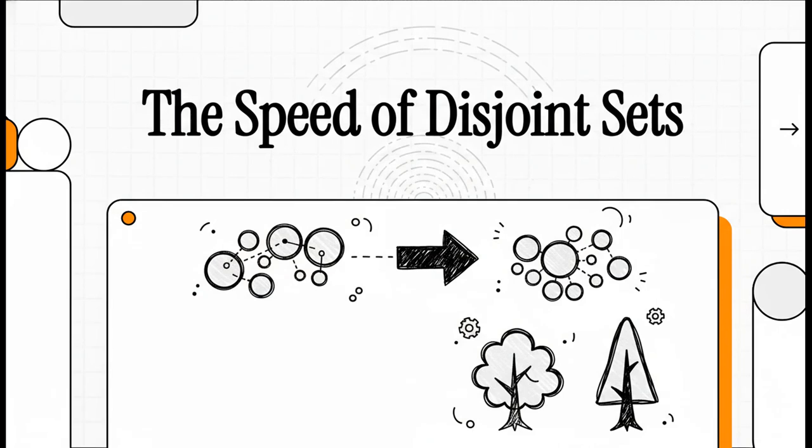There's this one data structure that, on the surface, seems almost too simple to be useful. But with just two tiny tweaks, it transforms into one of the fastest tools in all of computer science, able to track millions of connections in the blink of an eye. So today, let's dive into the astonishing world of disjoint sets.